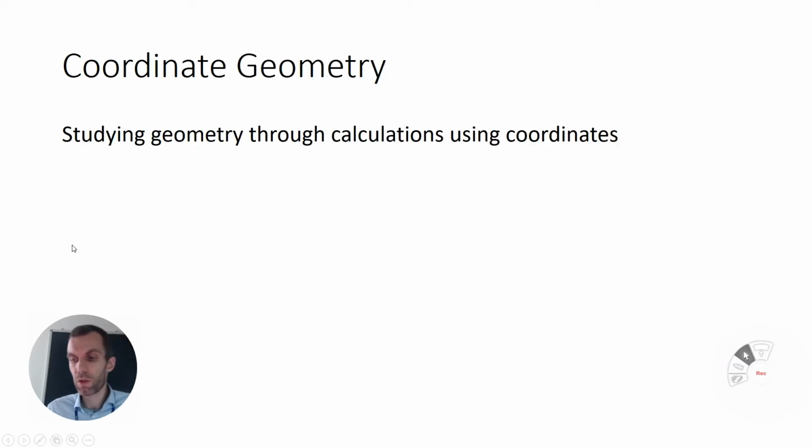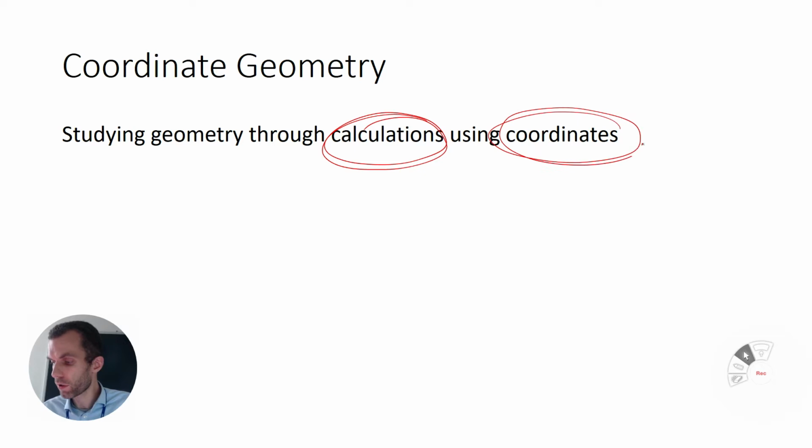So let's first talk about what coordinate geometry is and what we can do with it. Coordinate geometry allows us to study geometry, triangles, lines, etc., not through figures and visual interpretation, but through calculations using coordinates. So you'll see this is quite algebraic, a lot of calculations rather than reasoning on figures.